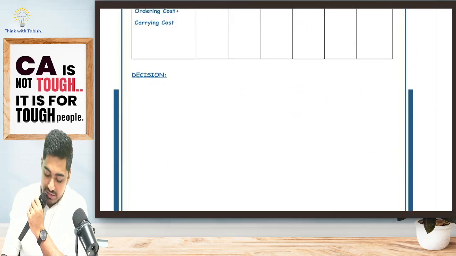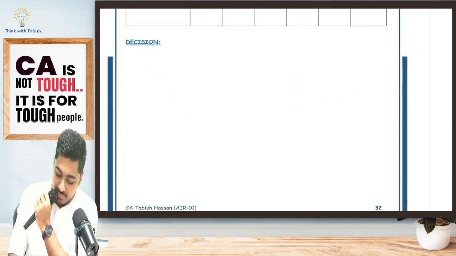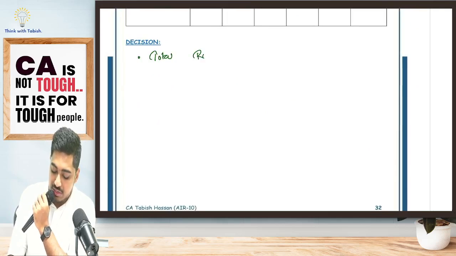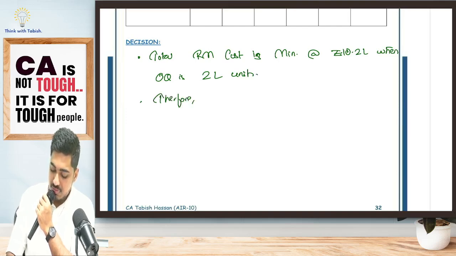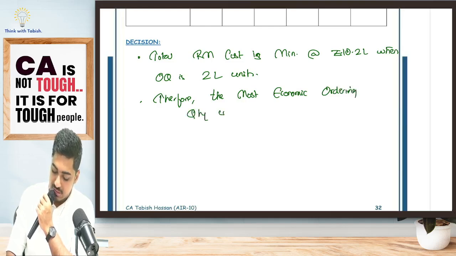So below that, I will be writing a decision. Write down decision. Total raw material cost is minimum at rupees 10.2 lakh when ordering quantity is 2 lakh units. Therefore, the most economic ordering quantity is 2 lakh units.